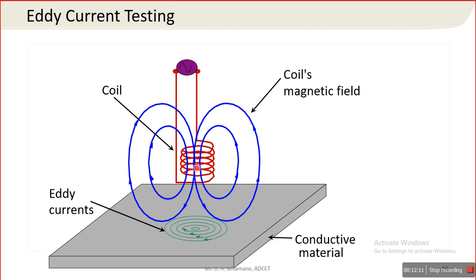As it generates a magnetic field, this magnetic field in turn induces an eddy current in the test specimen. I repeat again. We supply an alternating current to the coil. The alternating current produces a magnetic field. That magnetic field produces eddy current within the specimen.